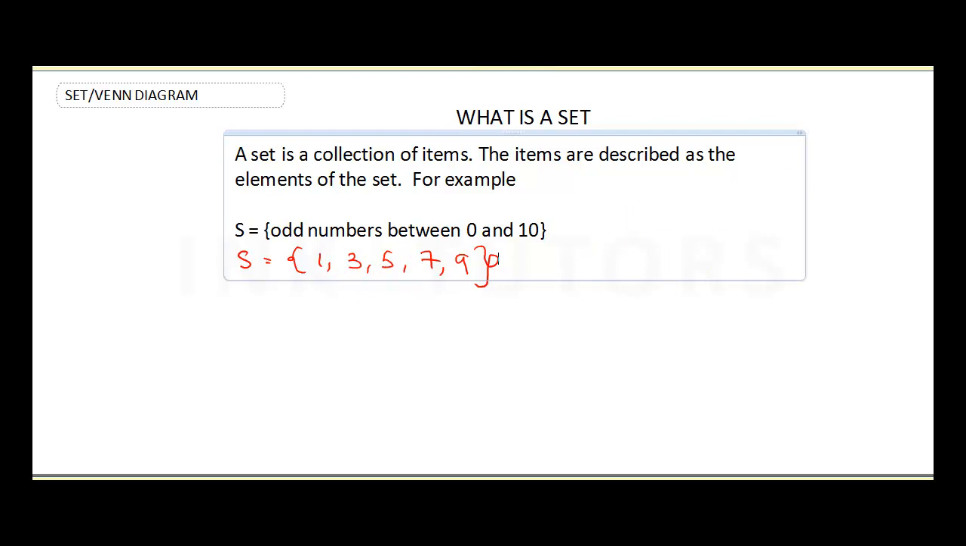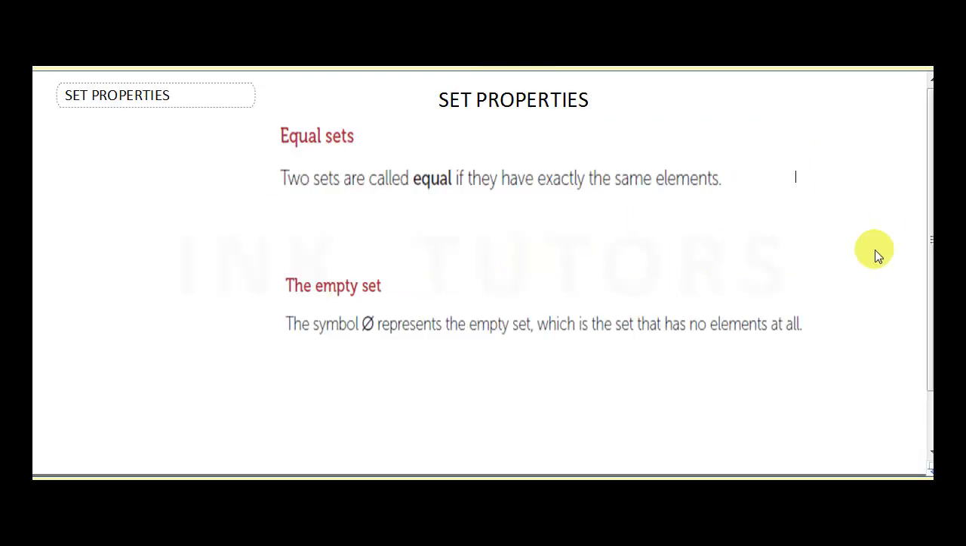Okay, so now properties of a set. A set has several properties. One of them we're going to be discussing is the equal set. Two sets are said to be equal if they have exactly the same elements. Now I'm going to give you an instance. For instance, if we say A, which is a set, has the numbers 2, 4, 8, and we say B has the numbers 8, 4, 2.